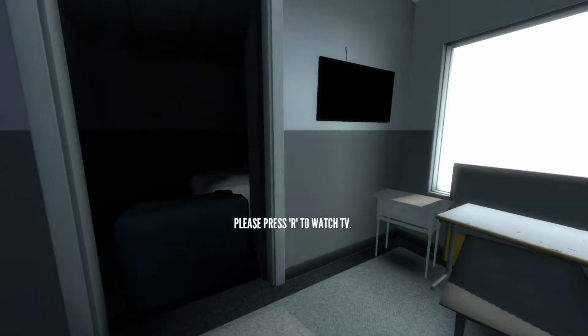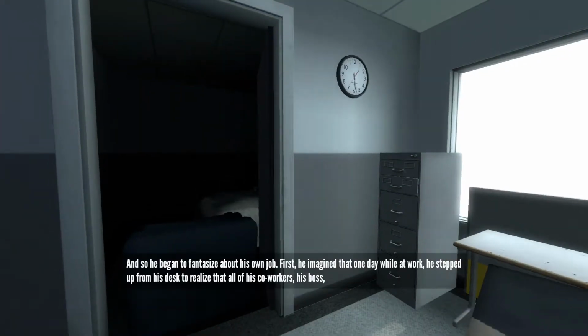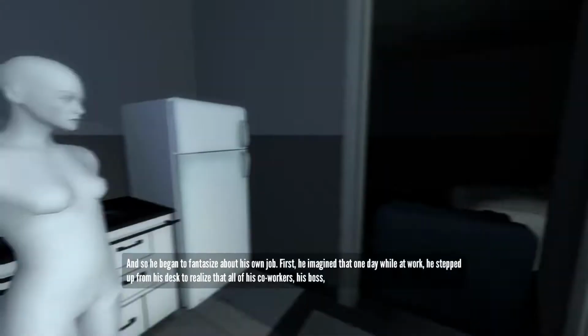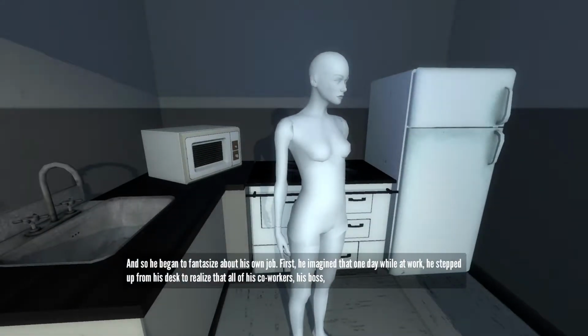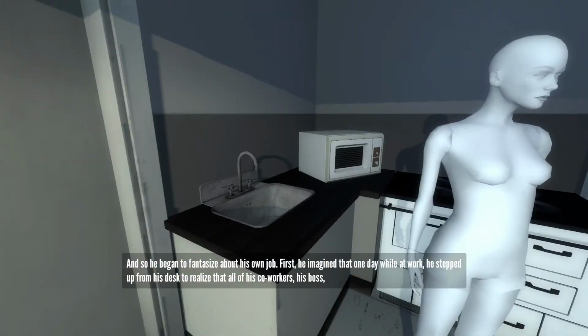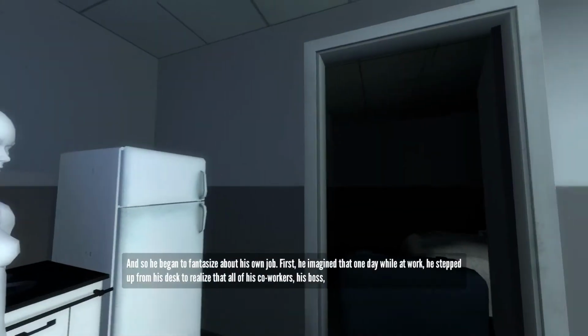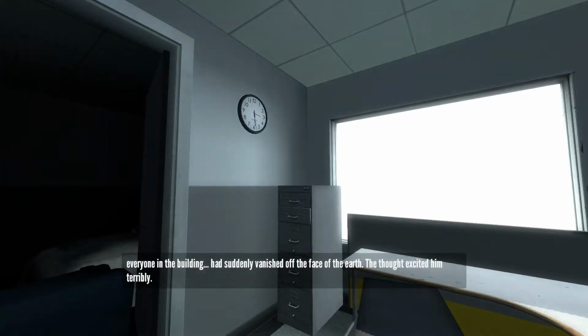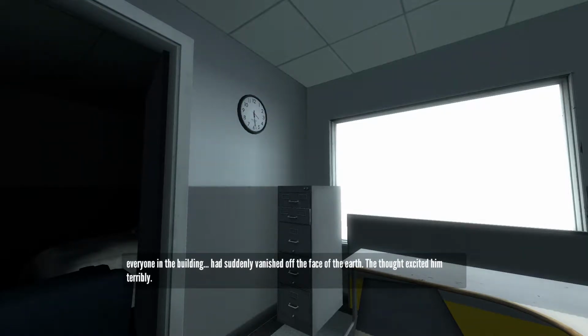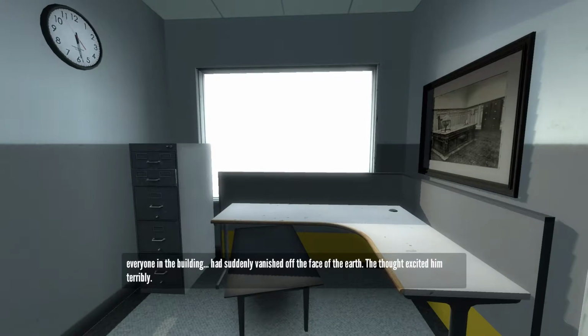Press R. And so he began to fantasize about his own job. First, he imagined that one day while at work, he stepped up from his desk to realize that all of his coworkers, his boss, everyone in the building had suddenly vanished off the face of the earth. The thought excited him terribly.